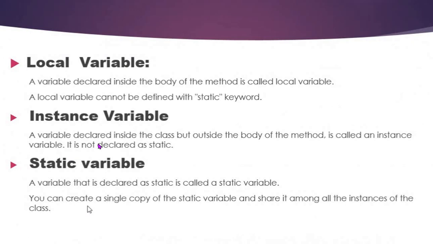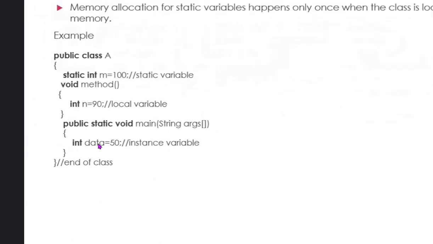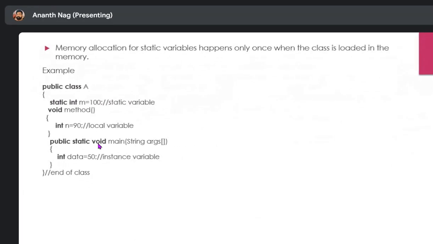So all the static content, since you can create many objects, if you create many objects, then there will be multiple instances for that. But in case of static, it is not a part of the object, so there is no chance that it can be many. That is why it is one, a single copy only. So the memory allocation for a static variable happens only once, when the class is loaded in memory.